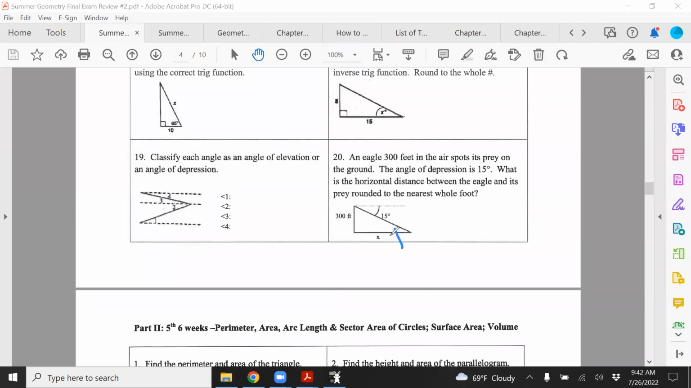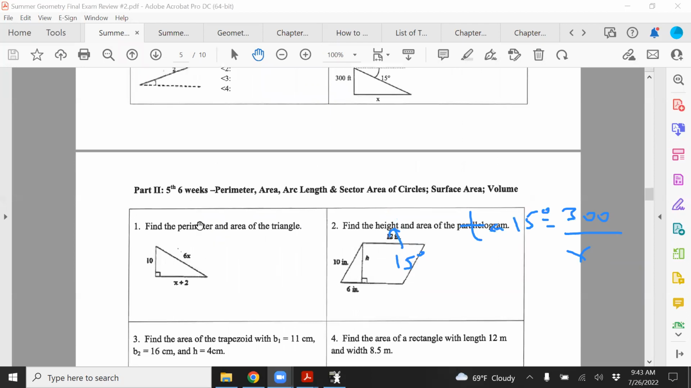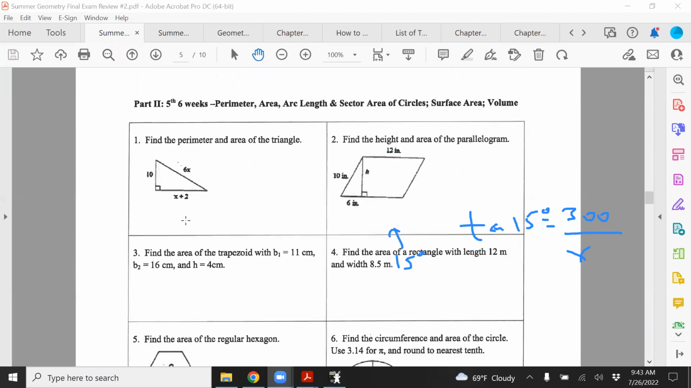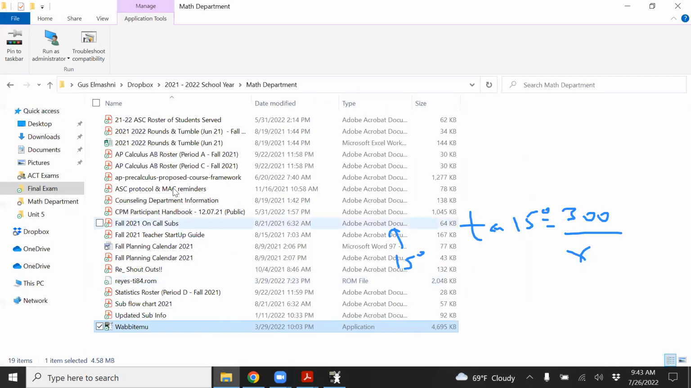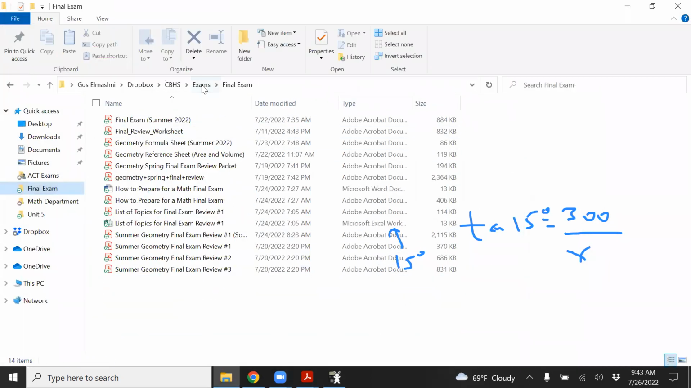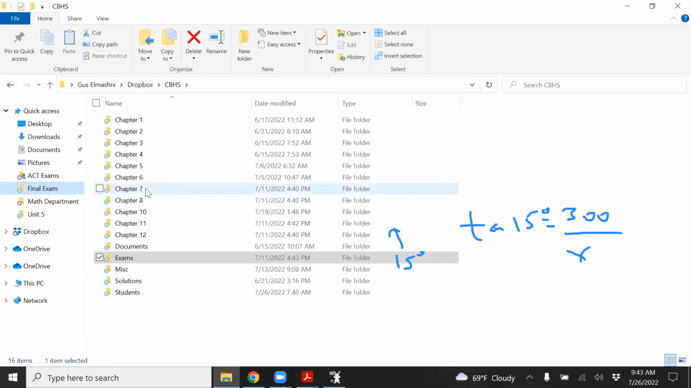And the 20 is kind of more the same thing. If that's 15 degrees, that's 15 degrees. And by now, you guys get the point what to do. In this case, you're going to use a tangent again. Tangent 15 degrees is 300/x. You solve for x. Okay, so that covers a good portion of what we've done. So that's pretty much chapter 7 in a nutshell.